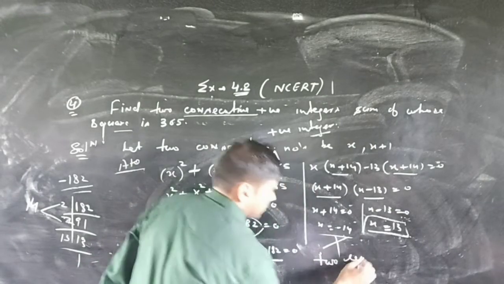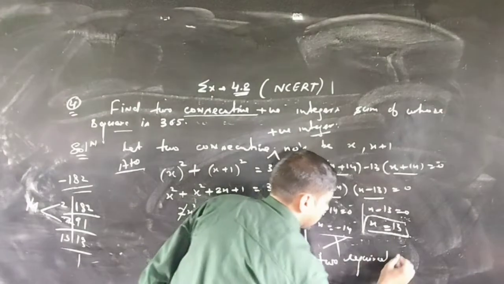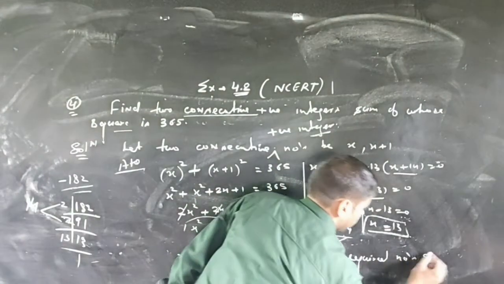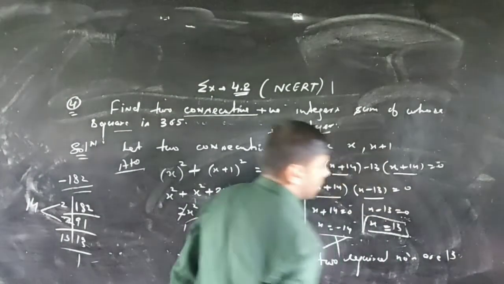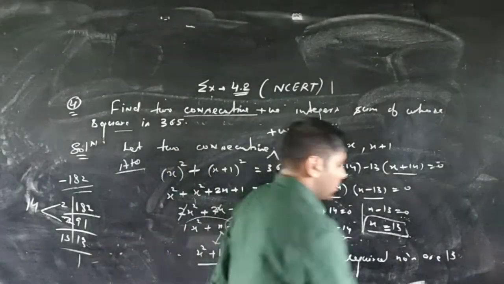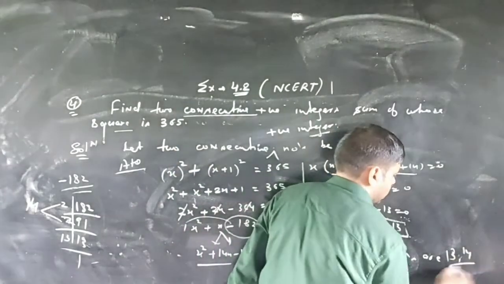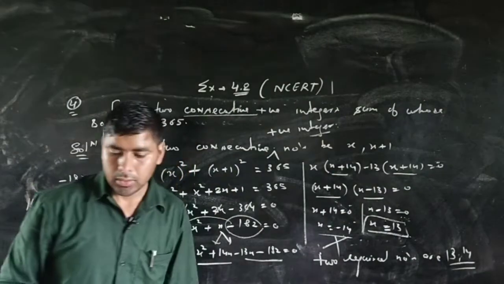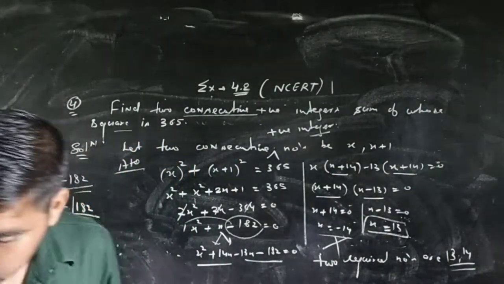So the two required numbers are one is 13 and the other is 14. Next is 13 and 14. This is the answer. Next question.